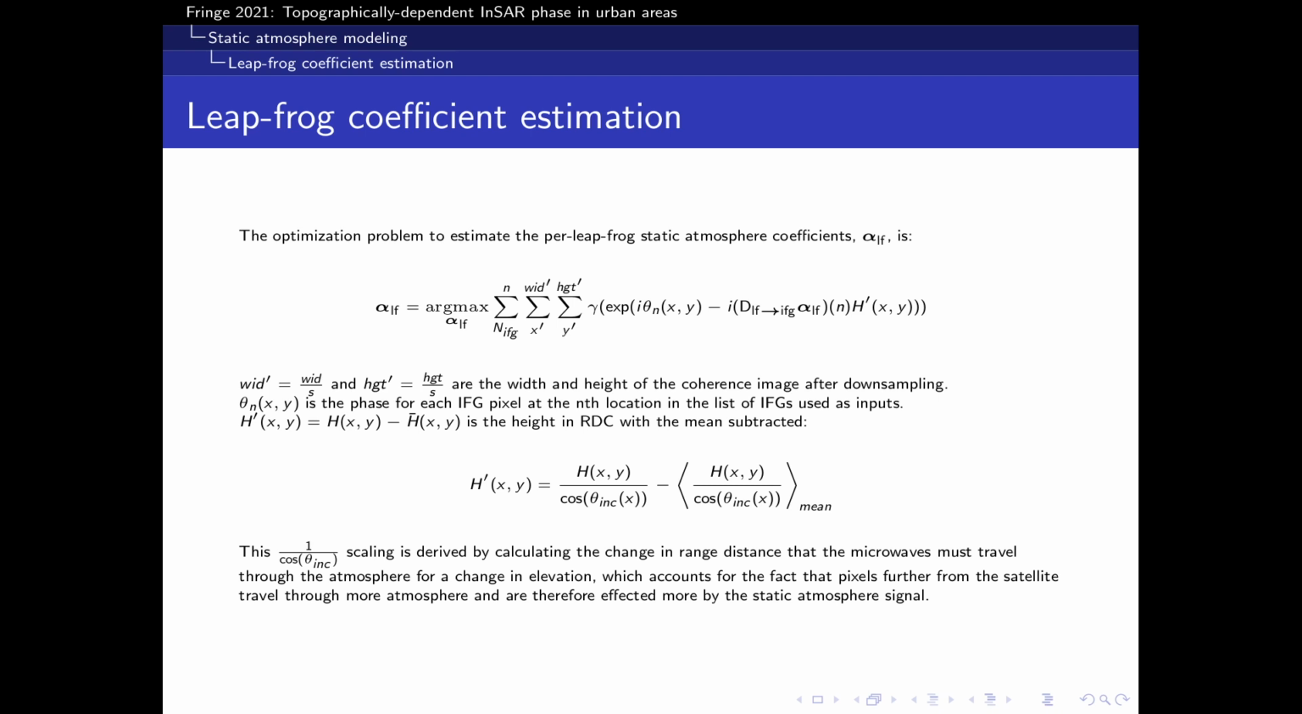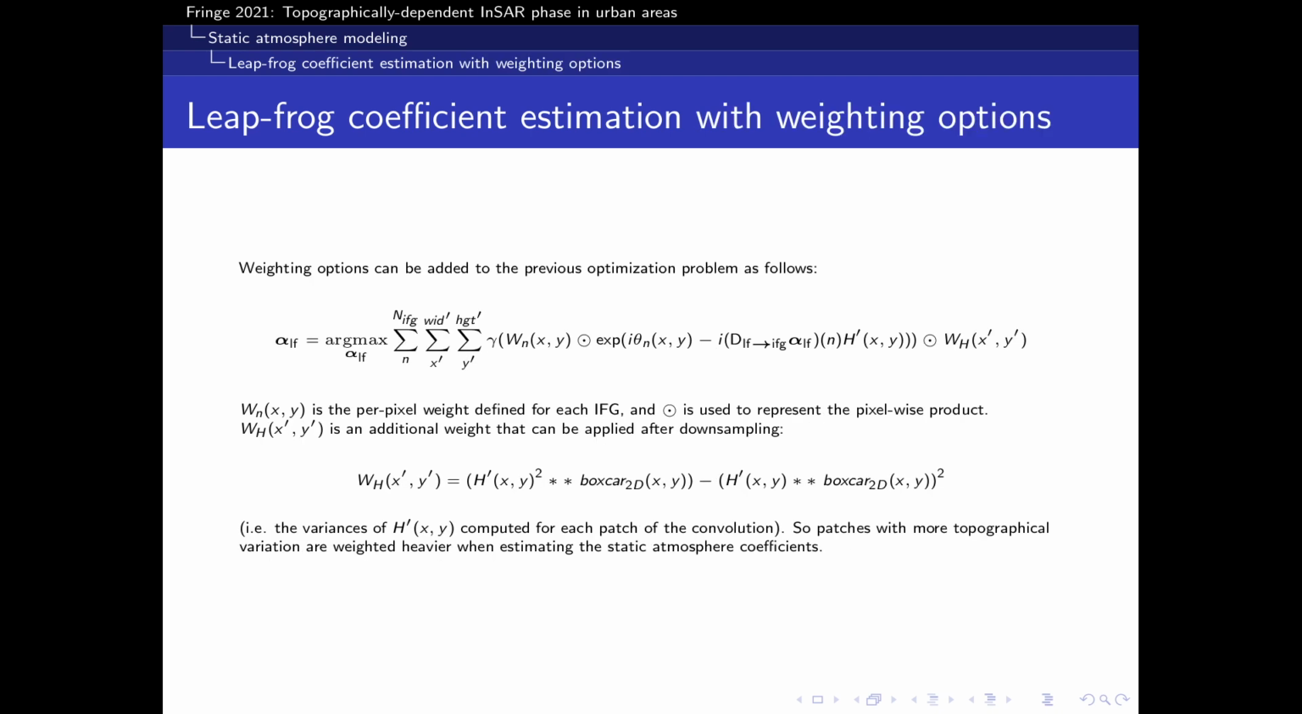Since the SAR is side-looking, this formulation also accounts for an incidence angle dependent correction factor. We can rewrite the coherence maximization to allow for a pixel-wise weighting based on the intrinsic SNR and a patch-based weighting based on the height variance with the convolution kernel.